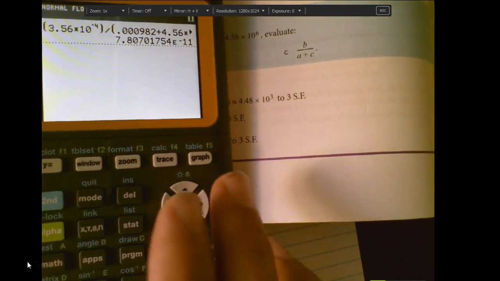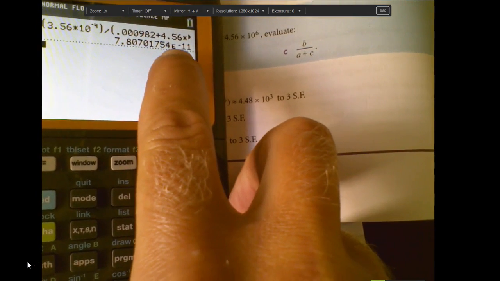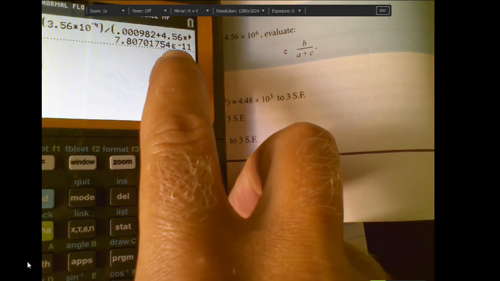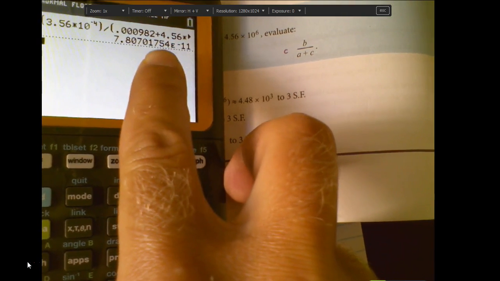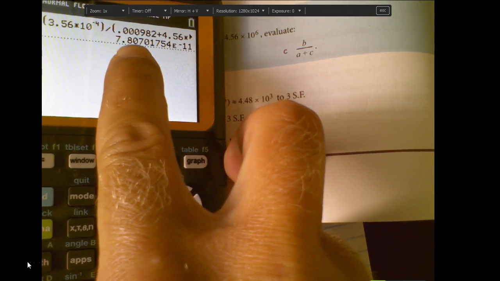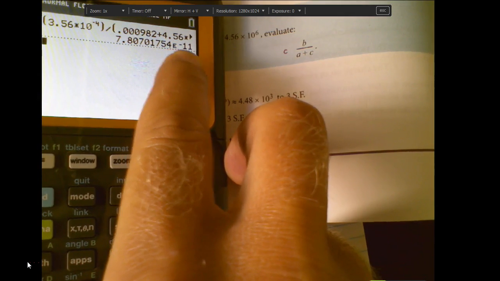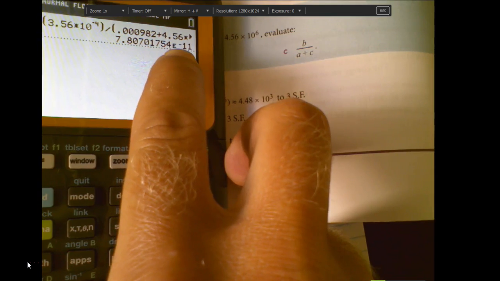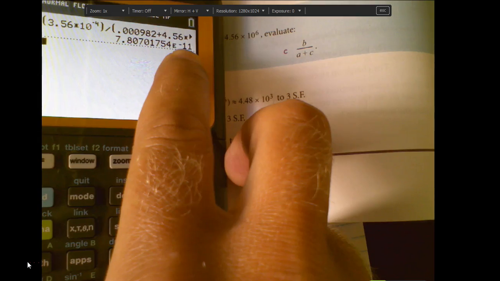What I wanted you to see is, if you notice your calculator's answer, see the E right there, that is scientific notation. This is the calculator's way of saying times 10 to this power. So right here, if we were going to do this accurately to 3 sig figs, I have 7.81 times 10 to the negative 11th power. And so that's what that E represents. It's times 10 to the whatever. And so that's what we're going to get out of our calculator right here.